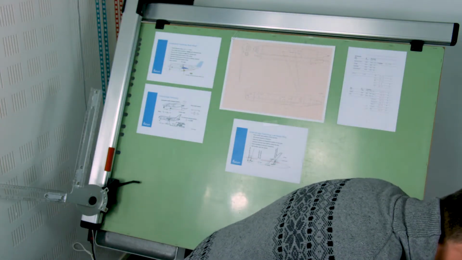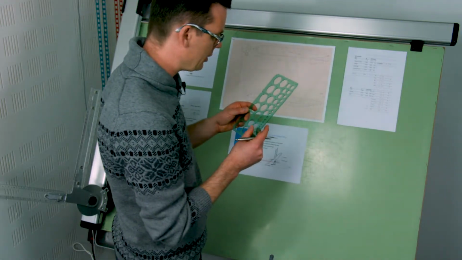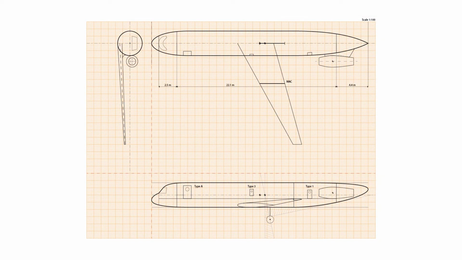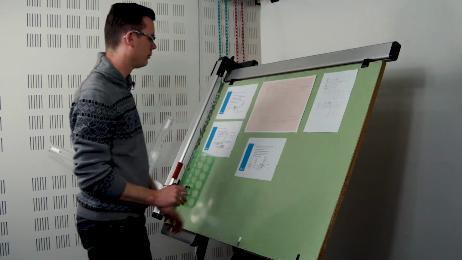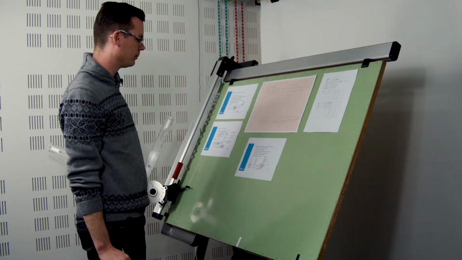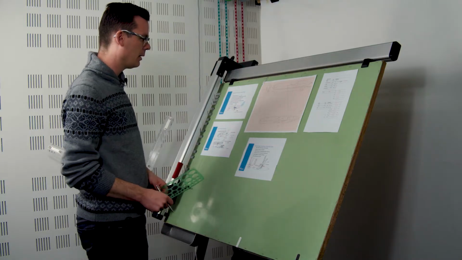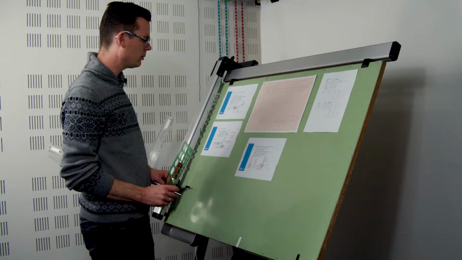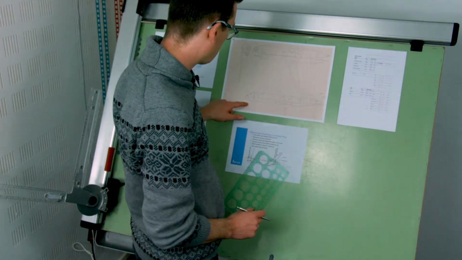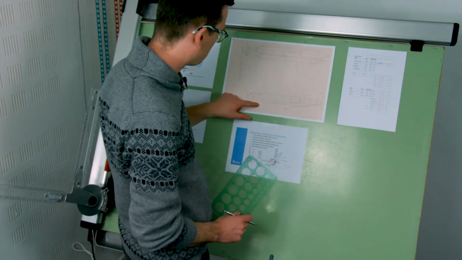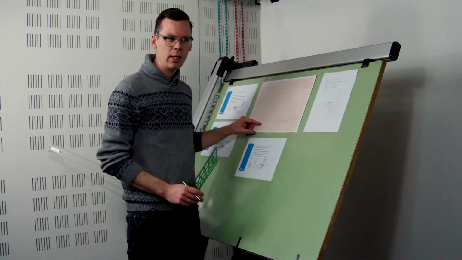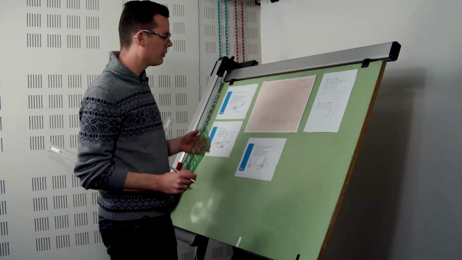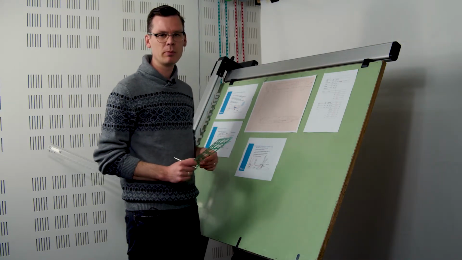So let me get my wheel template here. Get the 10 millimeter one, and there we have our main wheel for now. Next thing I'm going to do is look at the nose wheel. So the nose wheel needs to be located somewhere in this area, and there's a couple of things that play a role when you decide on the position of the nose wheel.